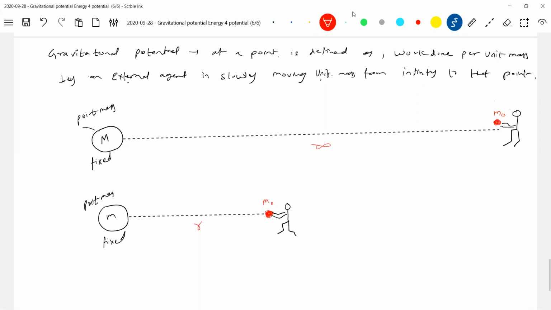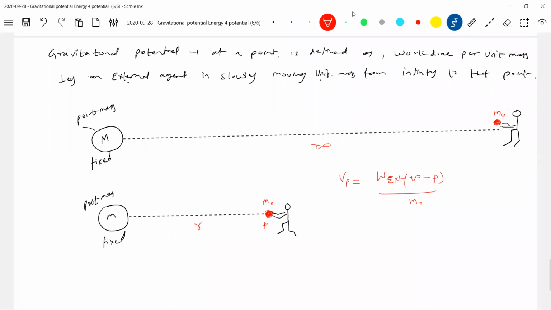So now what happened? We are at a distance, now at point P. What is the gravitational potential at point P? We'll define it. So what is the basic formula? Work done by an external agent in moving a test mass from infinity to point P, per unit test mass.